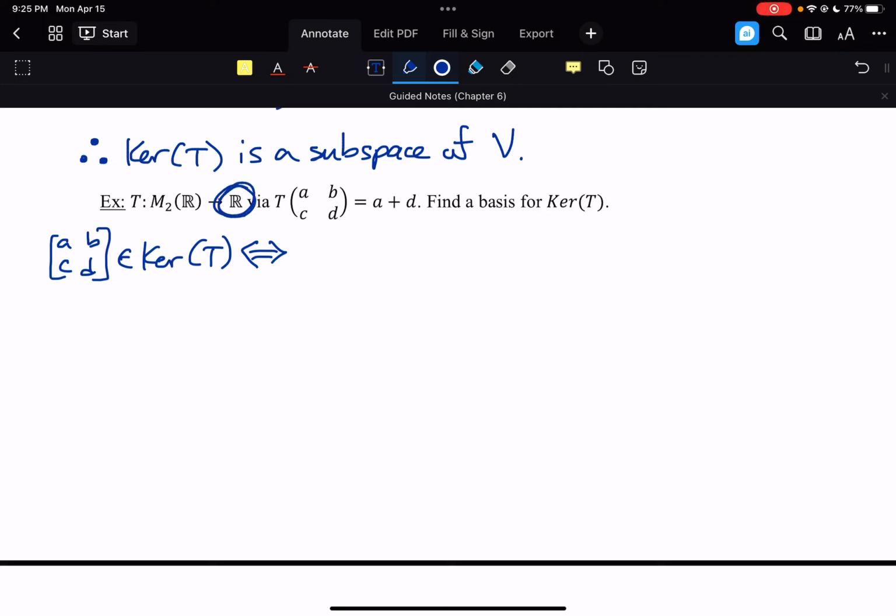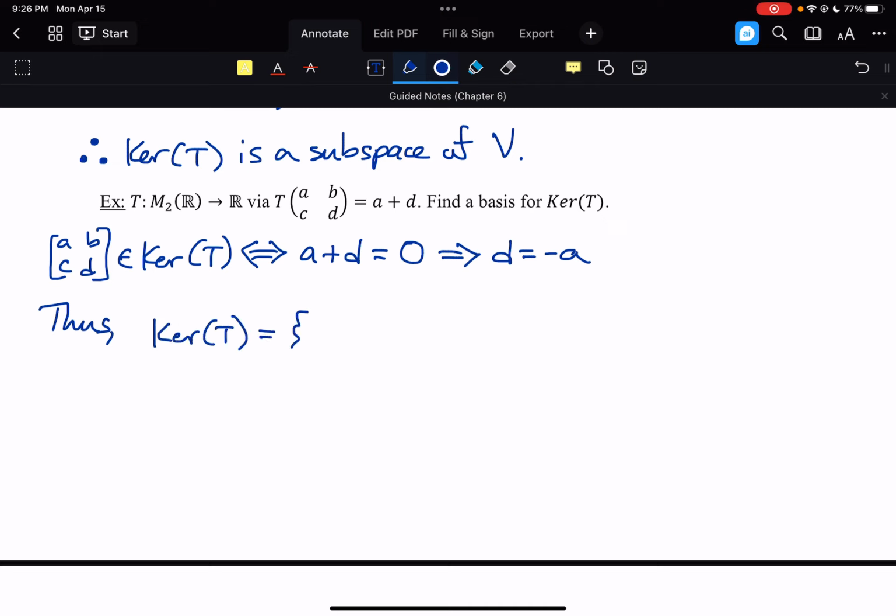The zero vector in R is just the number 0. So in other words, A plus D has to become 0. If this matrix is in the kernel, the result when you transform it has to become 0. So we can go ahead and rewrite this a little bit. This means that D has to be the opposite of A in order for this to hold true. Thus, the kernel is going to be the set of matrices A, B, C, negative A.